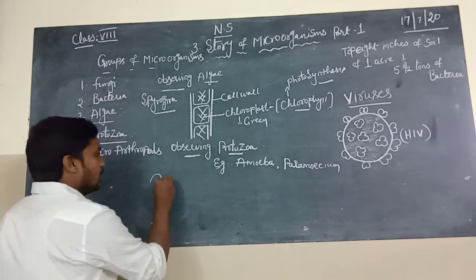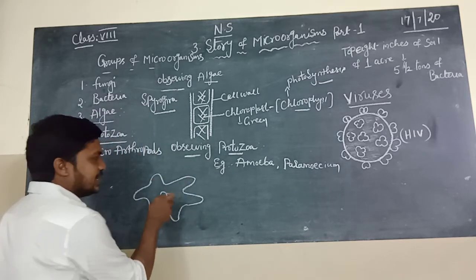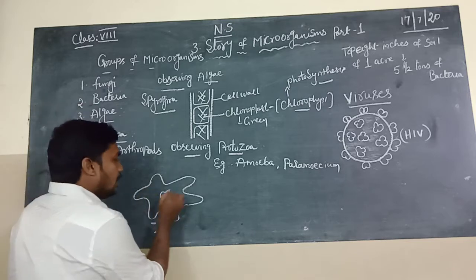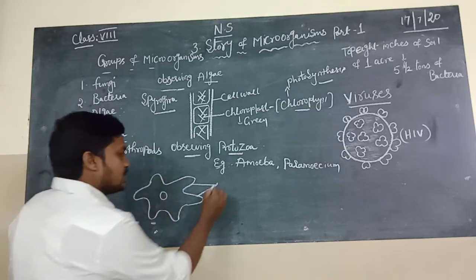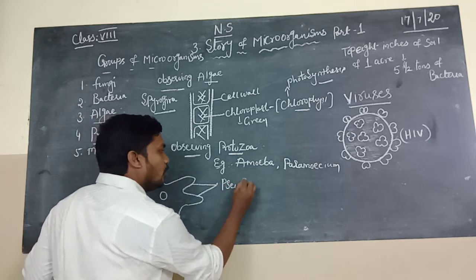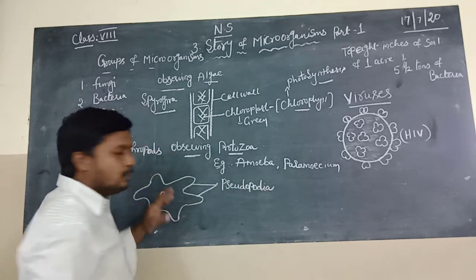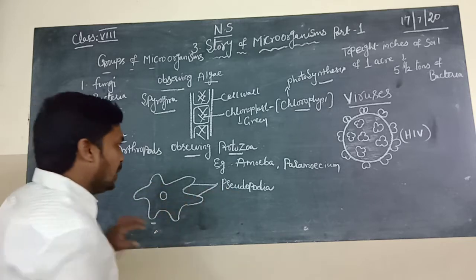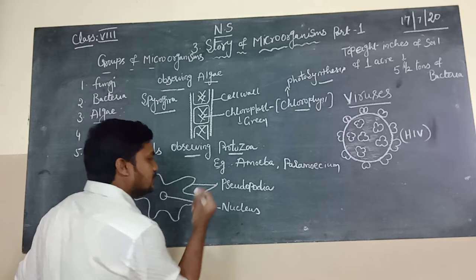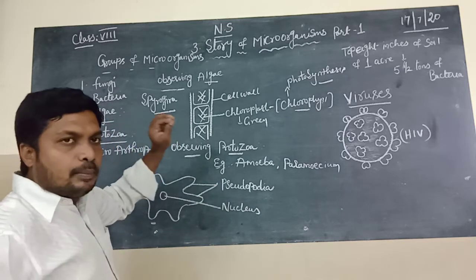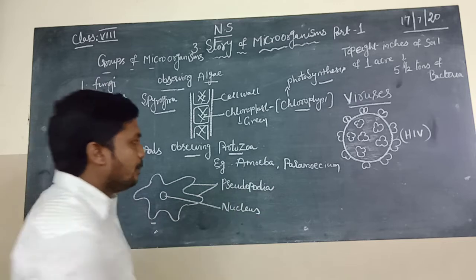See here, this is amoeba. Amoeba have finger-like projections known as pseudopodia. With the help of pseudopodia, they can move from one place to another place. And in the center portion we can find the nucleus. If you observe pond water, we can find protozoans like amoeba and paramecium.